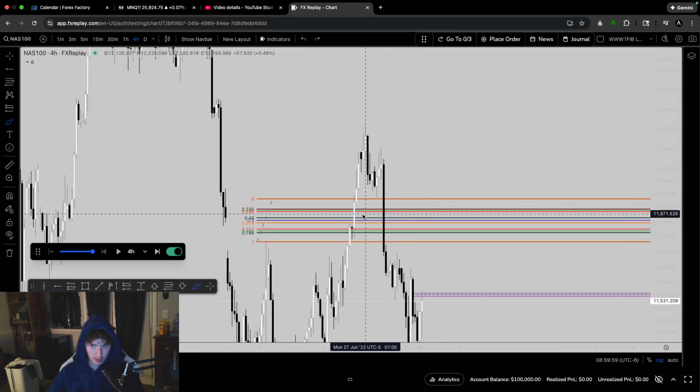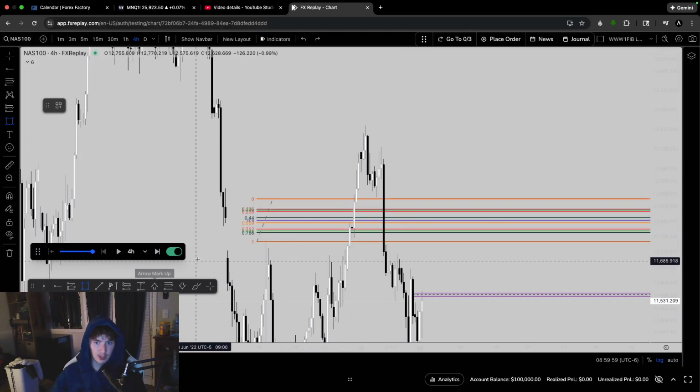But does that work for inverses? Because this looks like a break of structure to me, even though I have no idea what that is. Just kidding. Kind of.